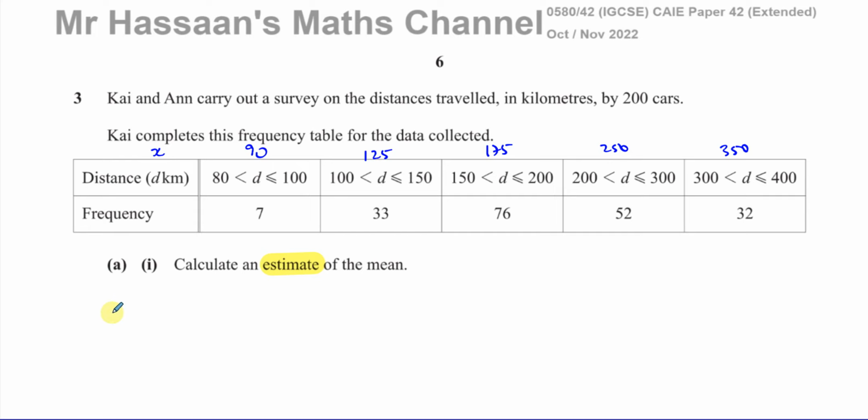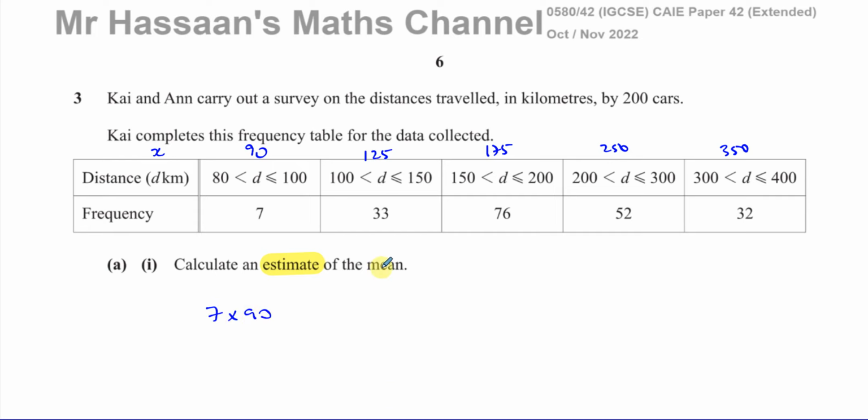And to find an estimate of the mean, what we're going to say is, those 7 cars, we don't know how far they traveled, but we're going to estimate that they all traveled 90 kilometers. We're estimating that because we don't know how much they traveled, but it was somewhere between 80 and 100. So let's say all of them traveled exactly halfway between that. That's the best you can do because we don't have the actual data, so we have to estimate. So you do 7 times 90.